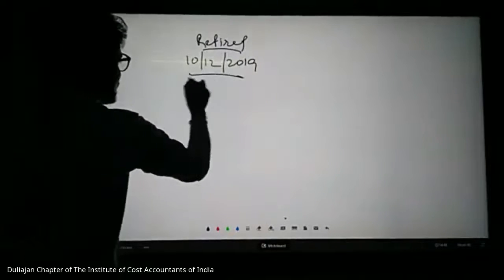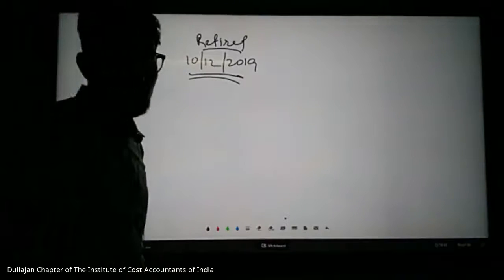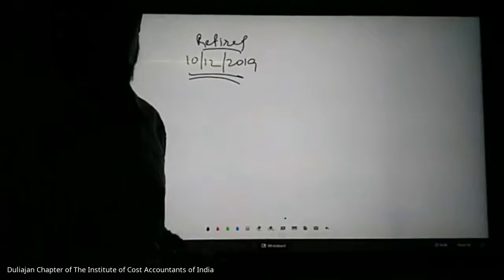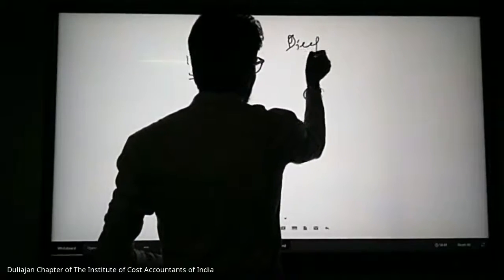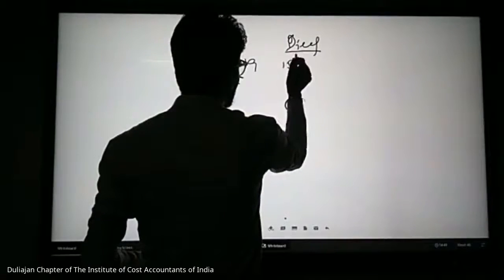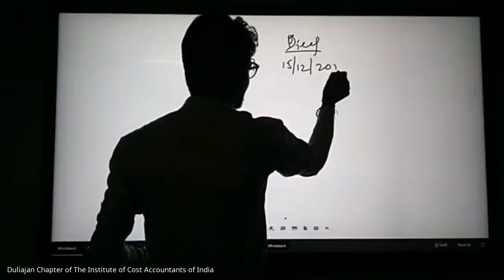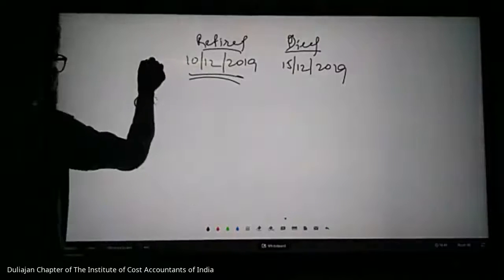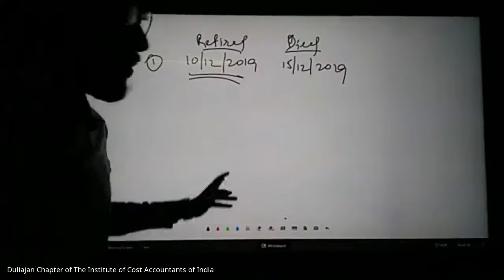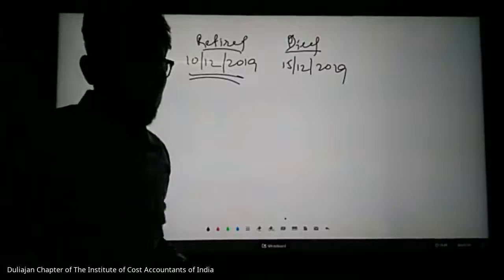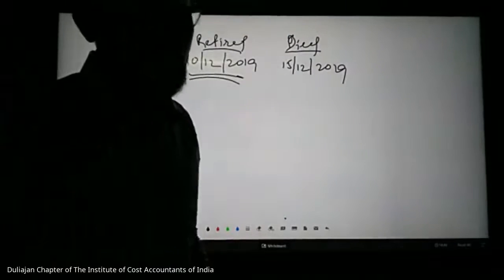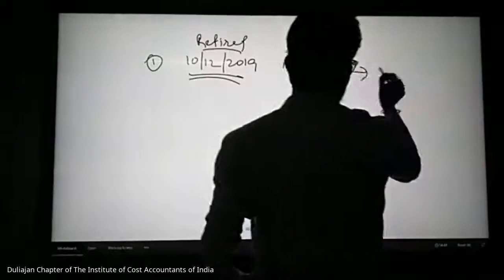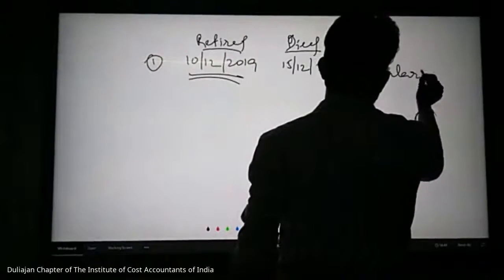So on this date only his gratuity becomes due, right? When the person retires, on that day only the gratuity becomes due, correct? But he died on 15th of December 2019. This is case number 1. So when he was alive the gratuity became due on that date only. The person died after retiring, so that will be taxable under the head salaries.